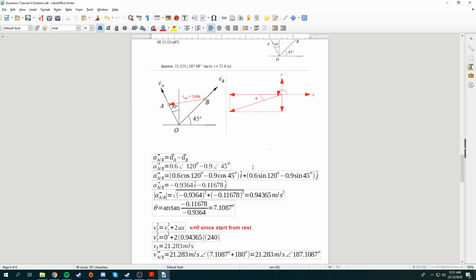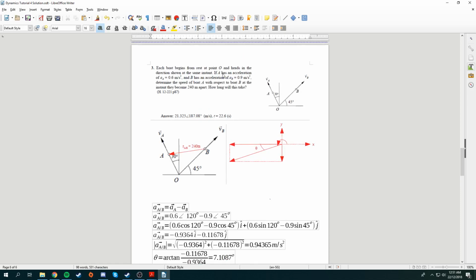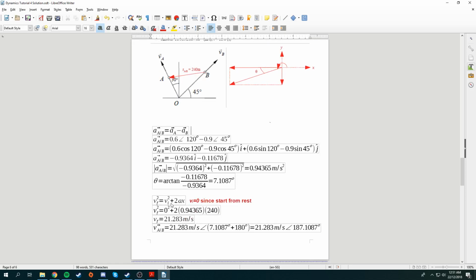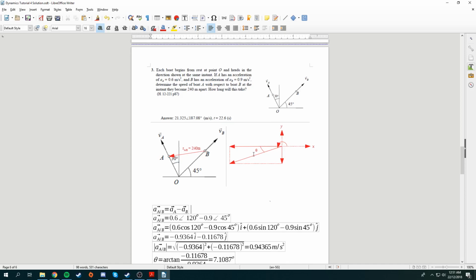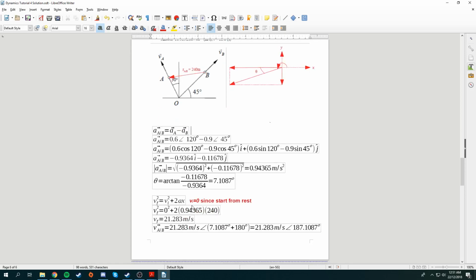Now we know that in this question, they give us constant acceleration. So with constant acceleration, I can use the kinematics equation Vf square equals V initial square plus 2ax. I'll just plug in the information that I have. I do not know what V final is, but I know V initial is 0 because it starts from rest, over here, from rest at point O. Plus 2, acceleration is what I calculated beforehand, and the relative distance where they are separated is 240. From here I can find the relative velocity, and that will be 21.283 meter per second.